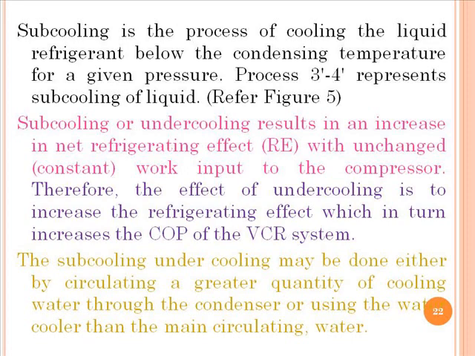Yes friend, you can see subcooling is the process of cooling liquid refrigerant below the condensing temperature for a given pressure. So we are not changing the pressure and we try to reduce the temperature of the liquid. So how is that possible? The subcooling or undercooling may be possible either by circulating a greater quantity of cooling water through the condenser, or by using water which is colder than the main circulating water.